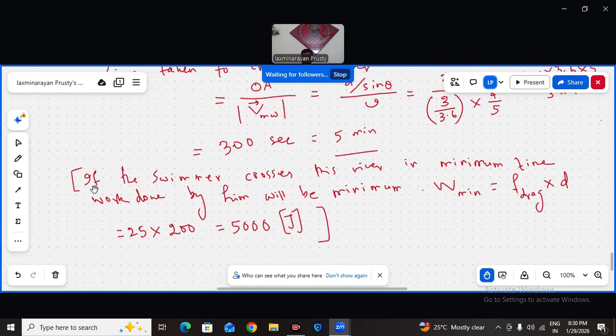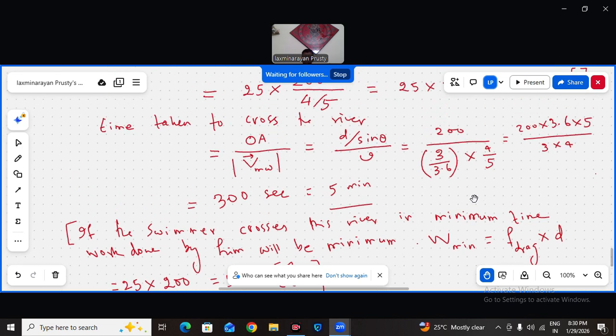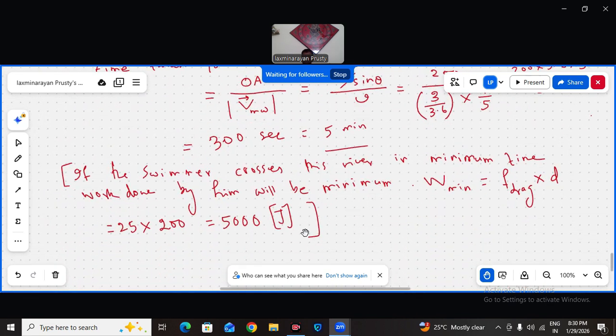What did I write in the extra point? The swimmer crosses the river. If the swimmer crosses the river in minimum time, instead of for minimum drift, the work done by him will be minimum. That will be V drag into displacement with respect to water, which for minimum time will be D only. F drag into D, so 25 into 200, 5000 joules. Instead of 6250 joules, it is 5 kilojoules, 5000 joules.